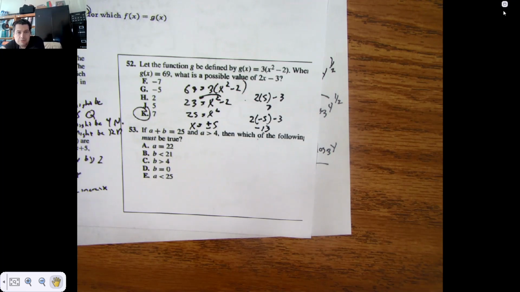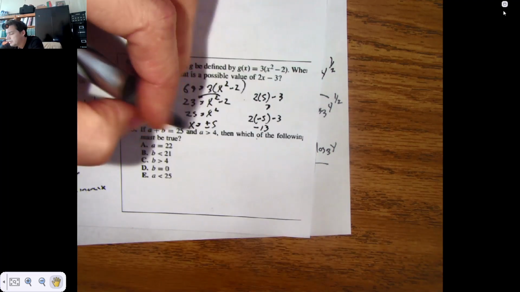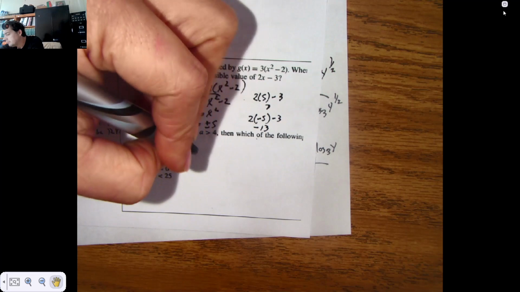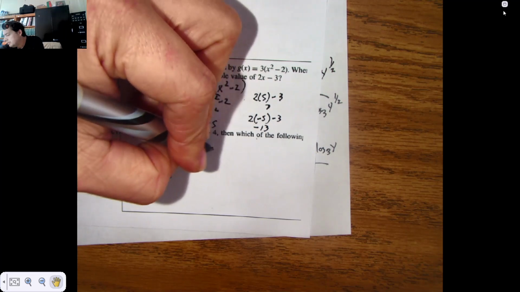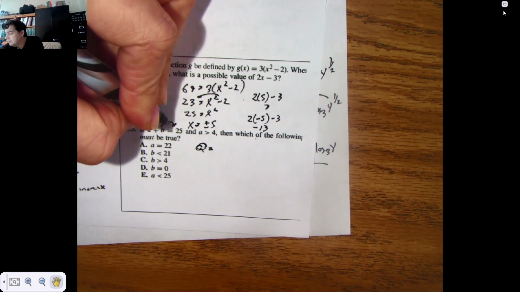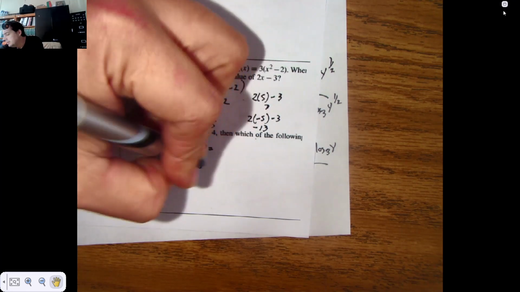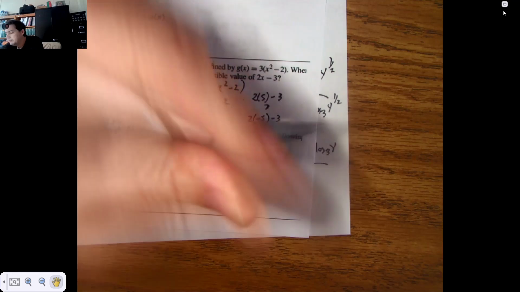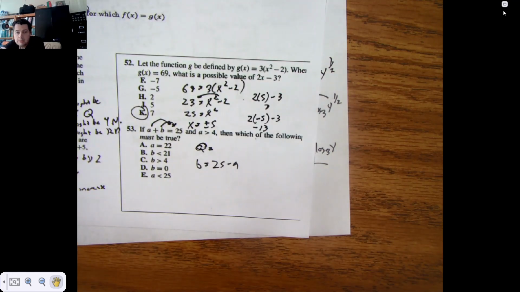53. If a plus b is 25 and a is greater than 4, which of the following must be true? So I'm just going to isolate A. Actually, I don't know if I want to isolate A. I'm going to isolate B. B is 25 minus A. That's what B is. Now they said A is greater than 4.